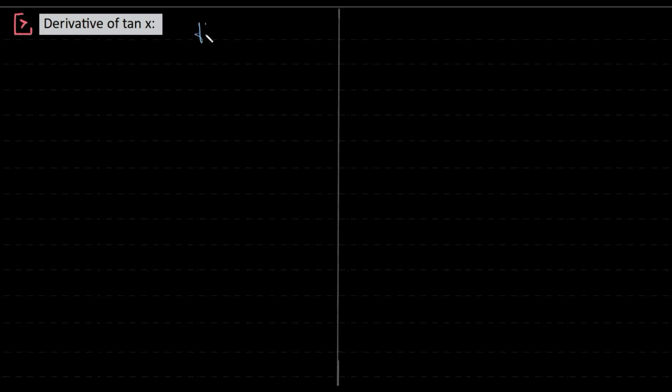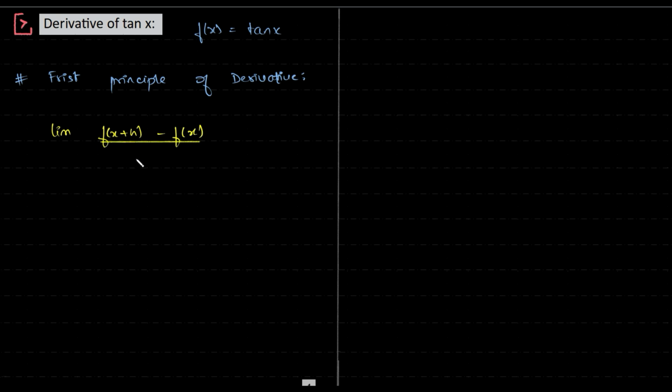Derivative of tan x. So let's figure out the derivative of tan x. We'll make use of the first principle of derivative. So what does it look like? We have limit of f of x plus h minus f of x, all divided by h, as h tends towards 0. That is your f prime of x.